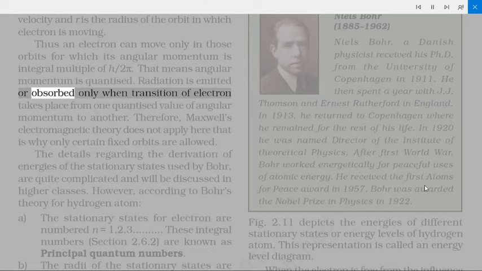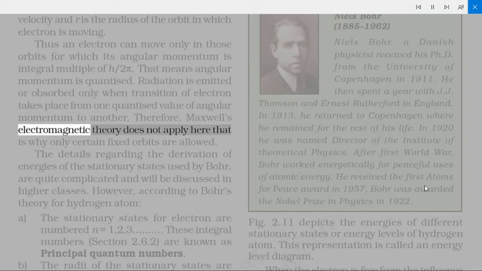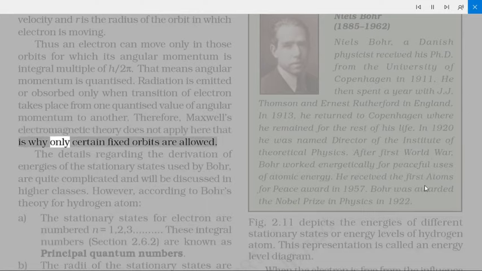Radiation is emitted or absorbed only when a transition of the electron takes place from one quantized value of angular momentum to another. Therefore, Maxwell's electromagnetic theory does not apply here. That is why only certain fixed orbits are allowed.